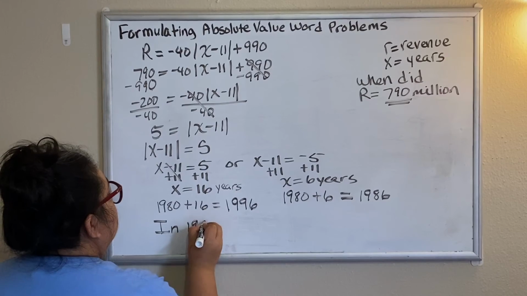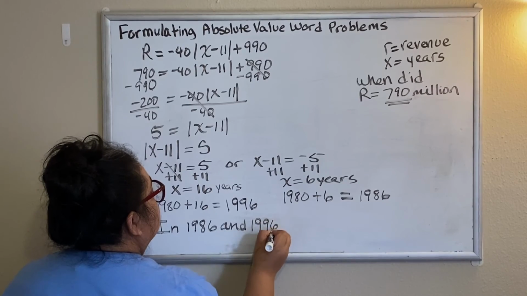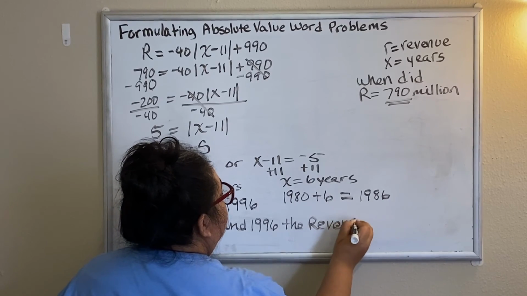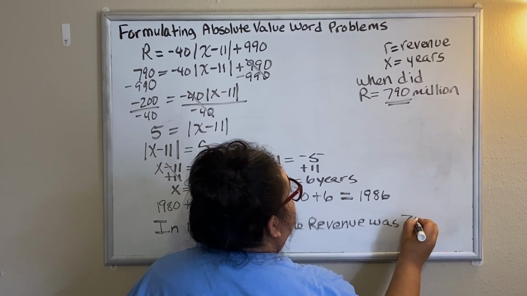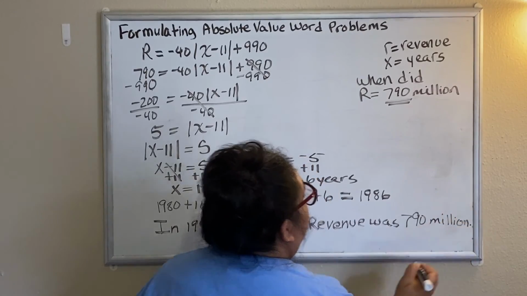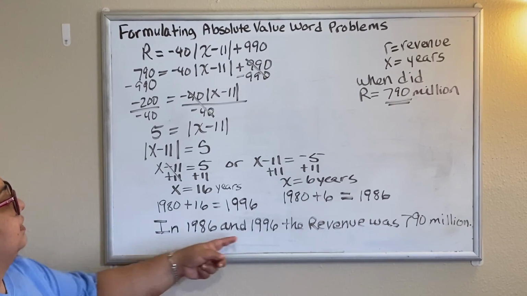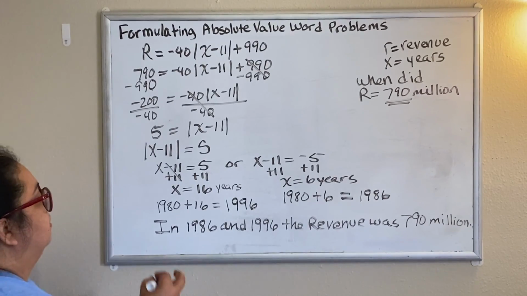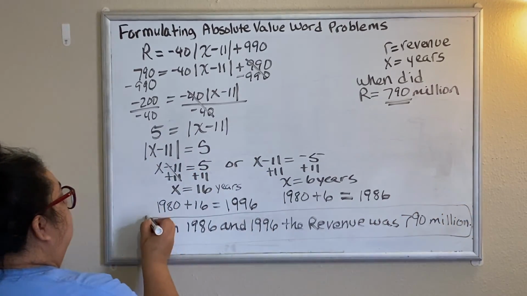So in 1986 and 1996, the revenue was 790 million. Sorry, my marker's running out. Hopefully you can see that. So in 1986 and in 1996, the revenue was 790 million. And since this is a word problem, that is our solution right here.